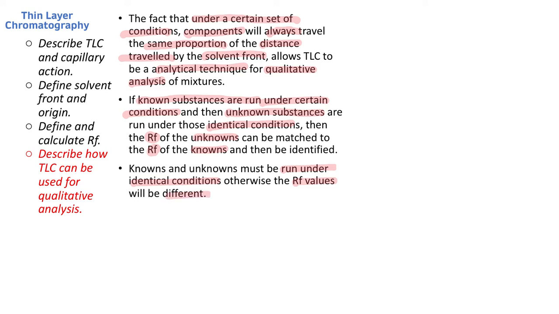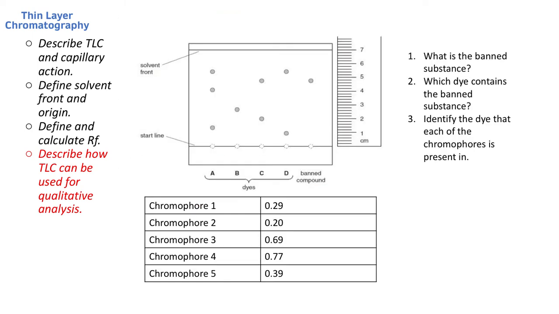Okay, so you must run it under identical conditions, and you must run your knowns first before you run your unknowns, otherwise you're kind of comparing unknowns against nothing. All right, so for example, here's a chromatogram with a whole bunch of different things. You've got a band compound here, which is this dot over here, right? And you've got a couple of unknowns over here, right? And you've got information about known chromophores, which are these components, and their RF values over here.